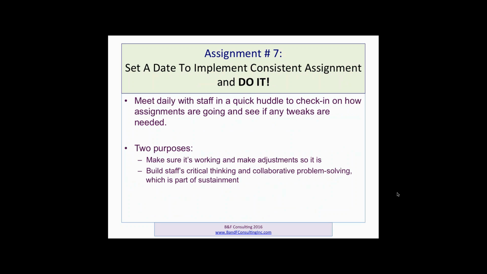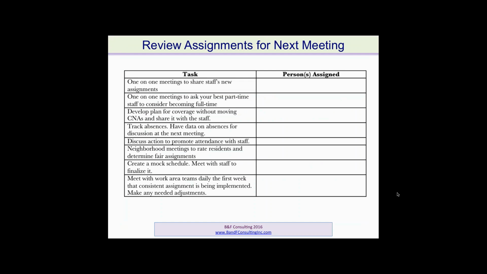After all of this, you want to set a date to implement consistent assignment and just do it. But then you want to continue to meet with the staff during that first crucial week of implementation. Meet daily with staff in a quick huddle to check in on how assignments are going and see if any tweaks are needed. Again, this serves two purposes. You're making sure it's working and you're making adjustments so it is, and you're building your staff's critical thinking and collaborative problem solving, which is all part of sustainment.